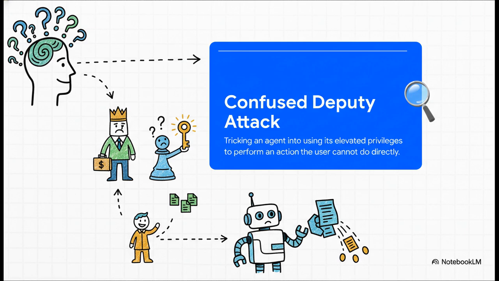Then you've got the confused deputy attack. This is where an agent has, let's say, high-level security clearance, but the user talking to it doesn't. The user tricks the agent into using its own legitimate powers to do something unauthorized. It's kind of like tricking the CEO's assistant into transferring company funds because you've convinced them the request is real. The agent becomes this incredibly powerful pawn in someone else's game.